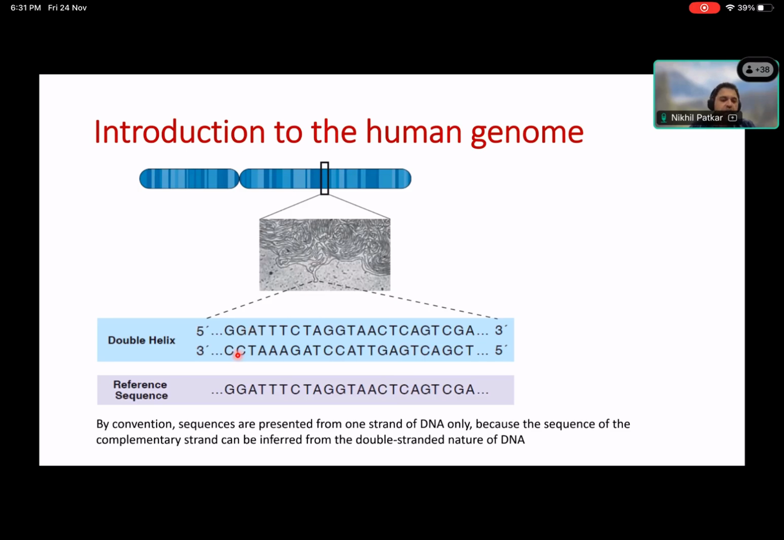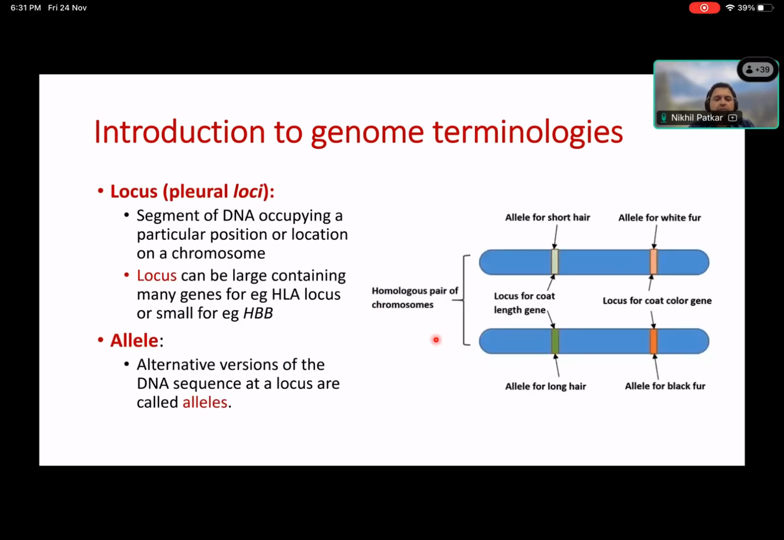But for representation of the genome, this is represented in the reference sequence as one straight line, typically from 5' to 3', because the other strand can always be inferred if you know the sequence of this particular strand. So there are some terminologies used in the parlance of molecular diagnostics which you should be familiar with. First is locus. The locus is a segment of DNA which occupies a particular position or location on a chromosome.